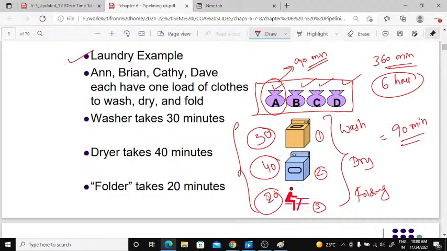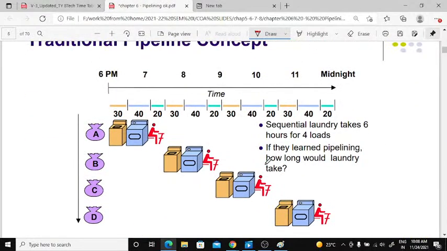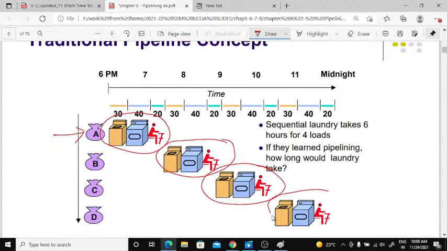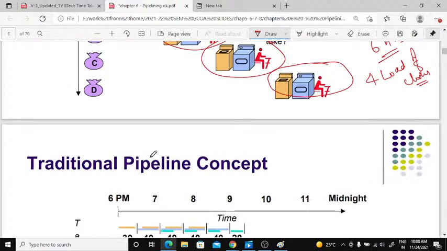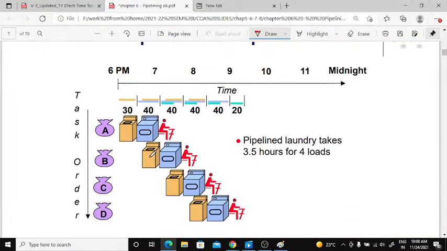So suppose we use sequential operation, processing sequentially. For load A it takes 1.5 hours, for load B it takes 1.5 hours, for the third, like that, we complete one after another. So how much does it come to? 6 hours. We are taking 6 hours to complete four loads of clothes, right? So in the sequential process it takes more time, so that's why we are going for a pipelined approach.